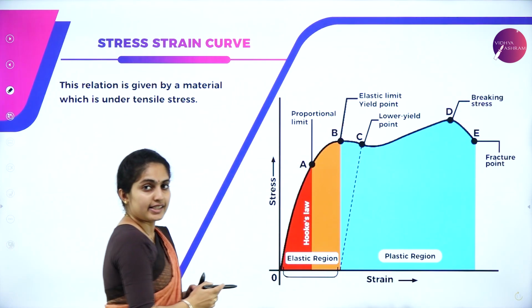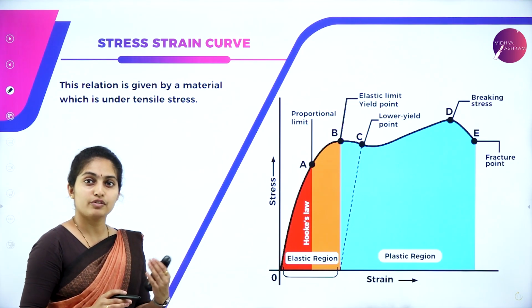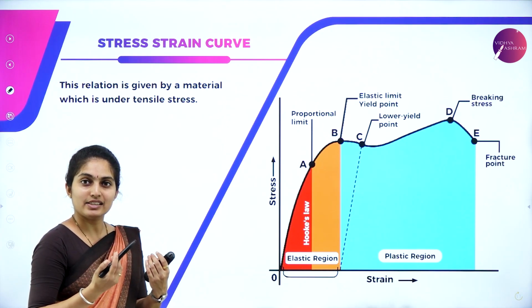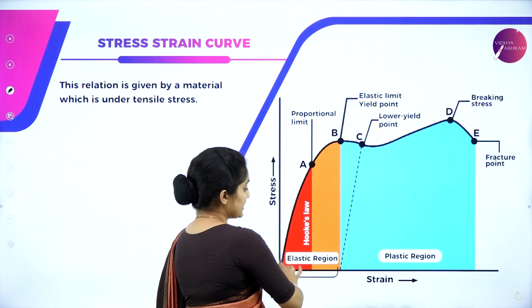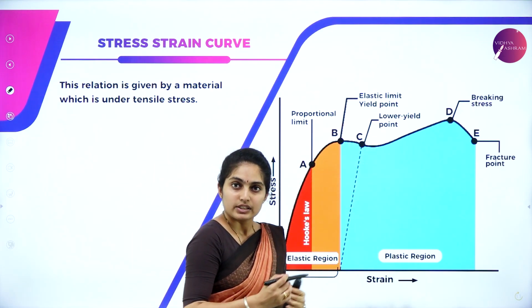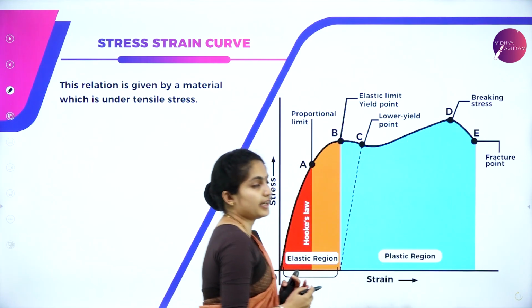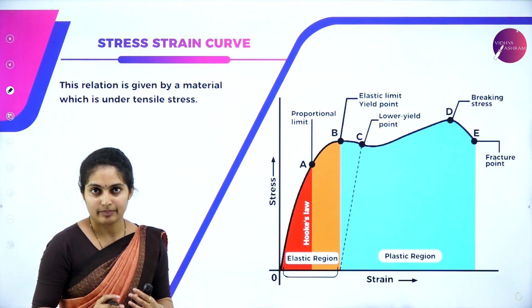Point B is called the yield point or the elastic limit, after which if you change the configuration of any object, it will change permanently. In the elastic region, Hooke's law is obeyed. But as you start changing the configuration and reach up till D and E, finally we end up with the fracture point, that is, finally it will start breaking.